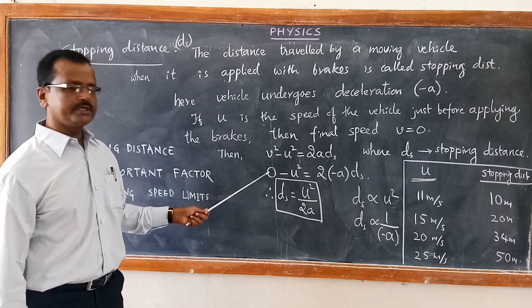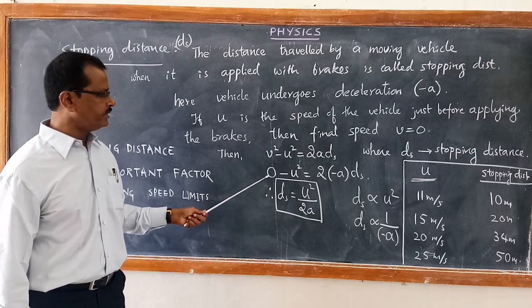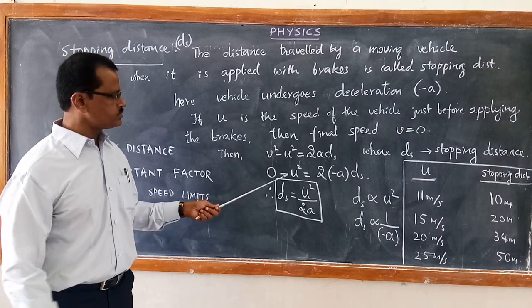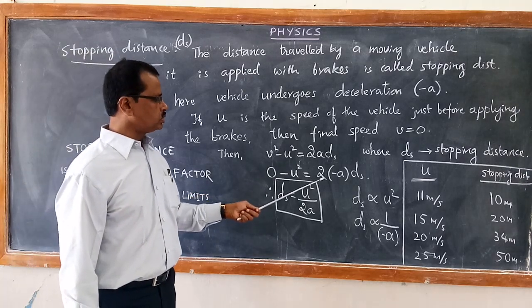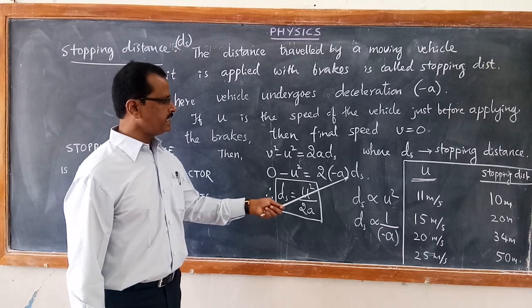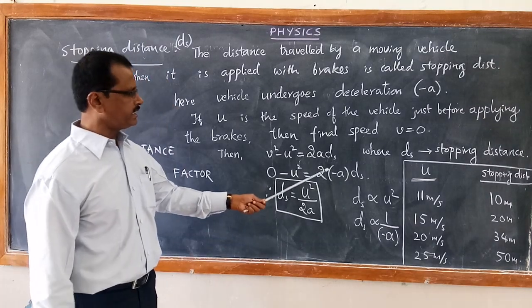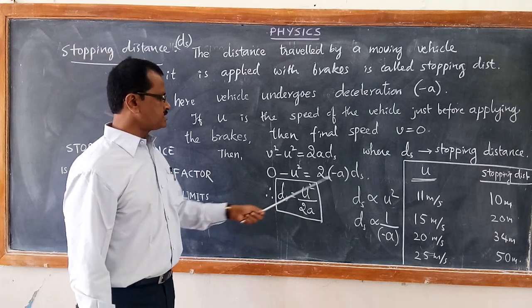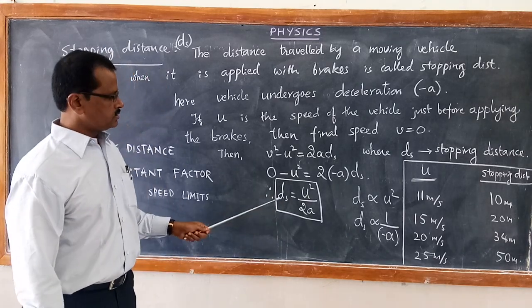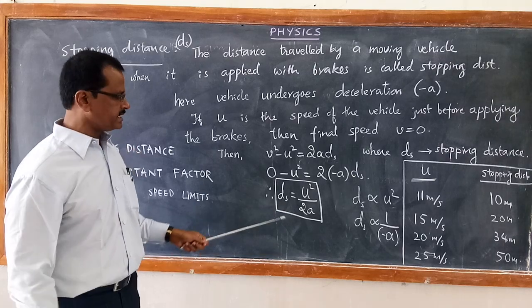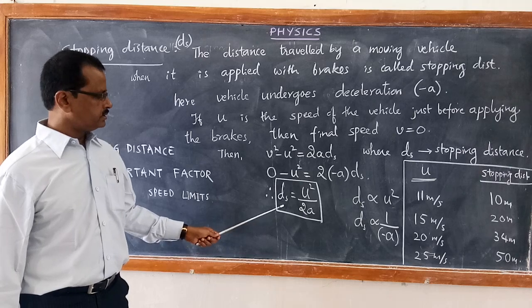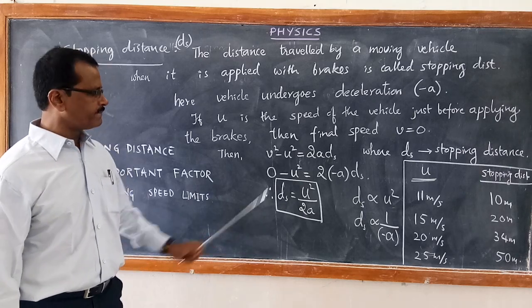Substituting the final speed v equal to 0 and initial speed u, as we have assumed, that's equal to 2 times minus a ds. As I said, a takes a negative sign, so minus minus cancels. So the stopping distance ds is equal to u square upon 2a. This is very important.